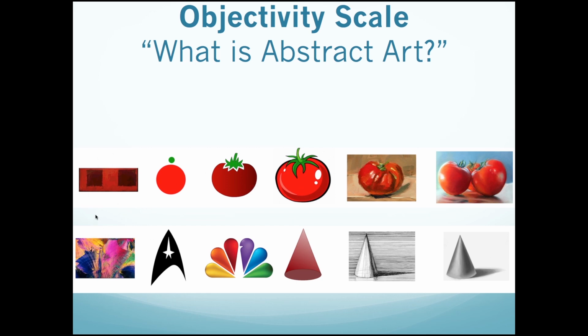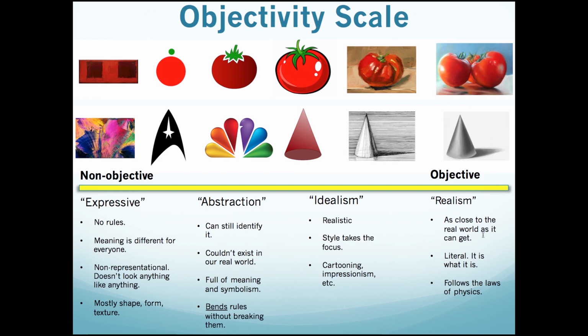Way over here on the extreme opposite end is the other side of objectivity, which is non-objectivity, which means there are no rules, there are no calculations. The thing has literally no representation in real world life at all. And then there's all this in-between space. Realism is as close to the real world that it gets. It's very literal, it is what it is, and it follows the laws of physics.